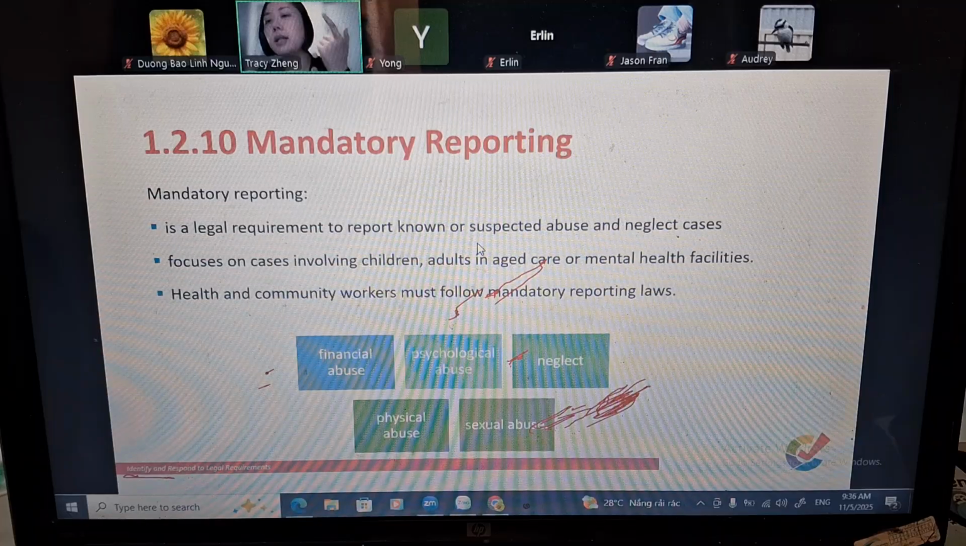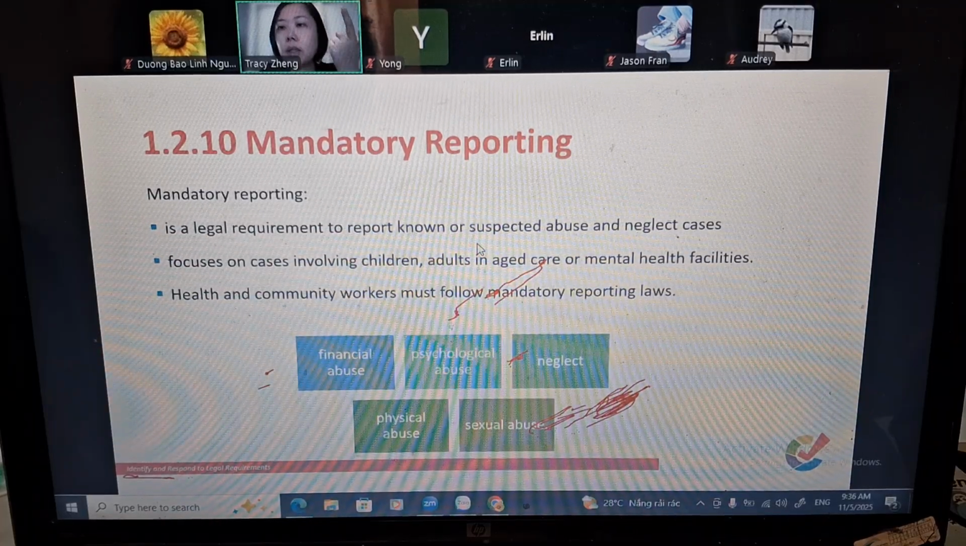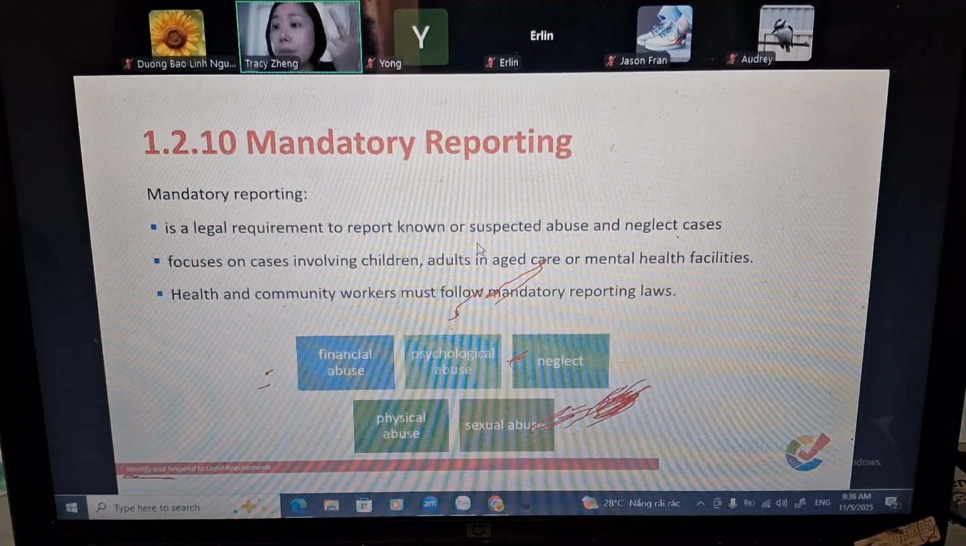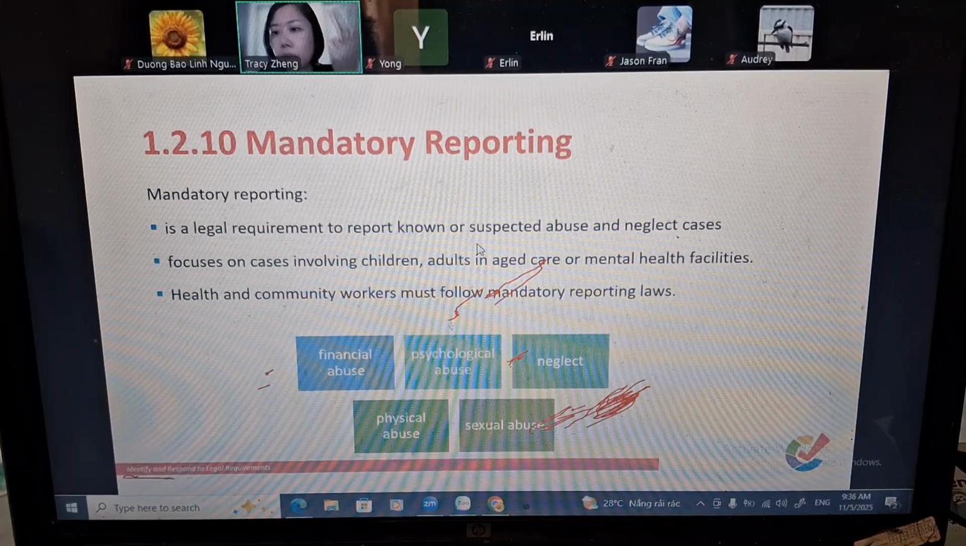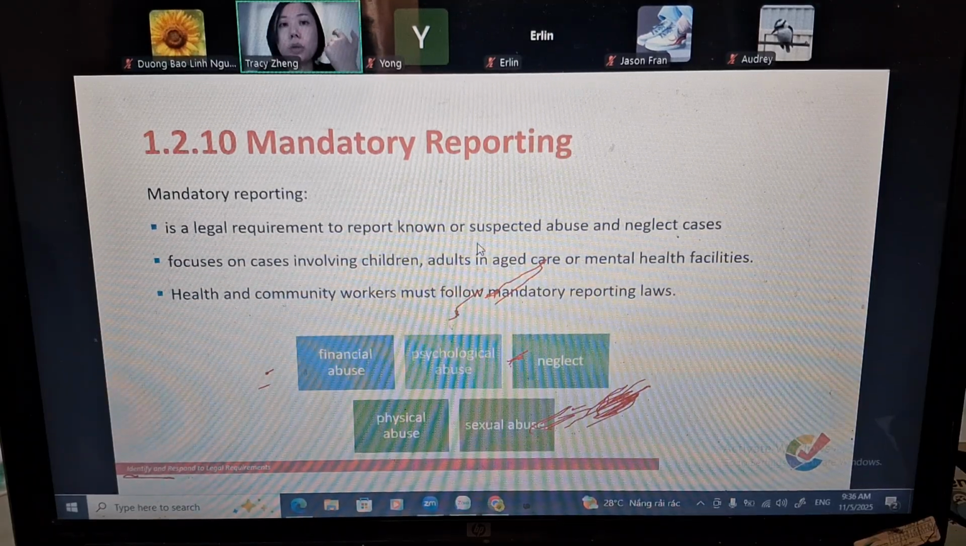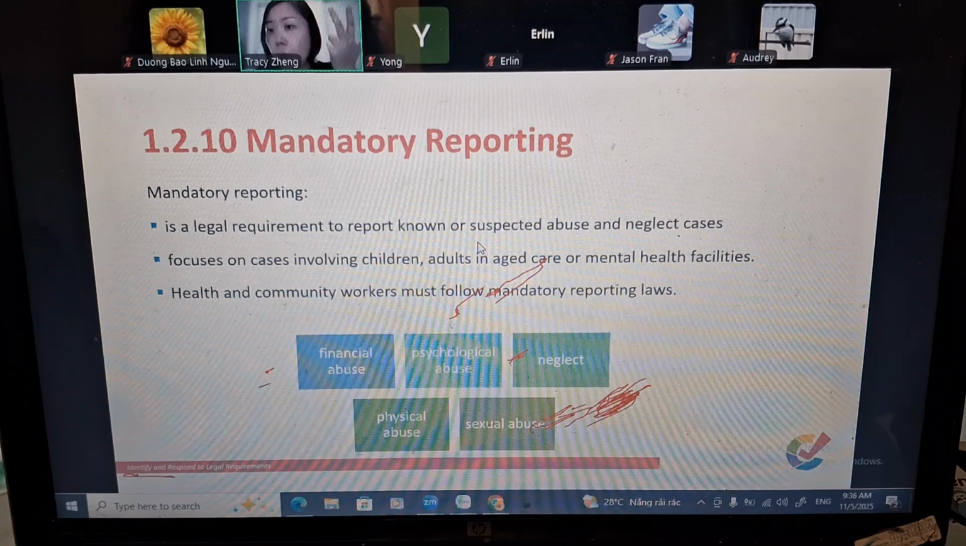That is another case you do need to report. Also, if there are any missing residents, your residents are absconding, right? You couldn't find them, they left the facility without informing anyone, or even though you find them, you still need to report.